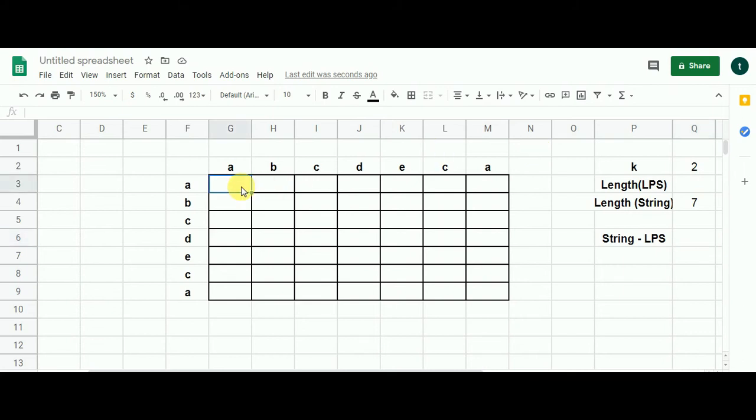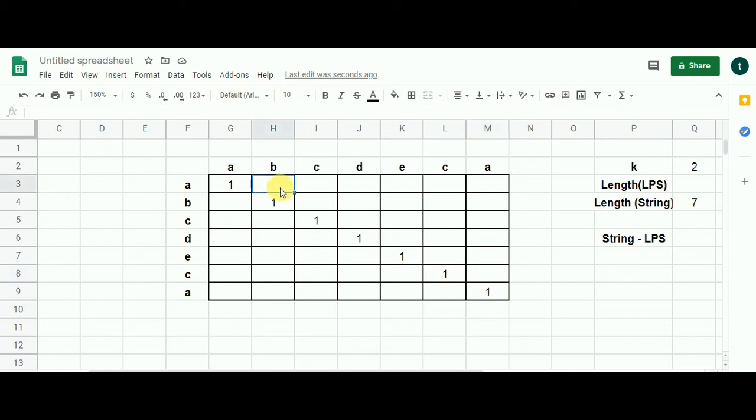I'll start from the lowest subproblem here. When a is equal to a, it is going to give me 1 over here. When b is equal to b, it's going to give me 1. When c is equal to c, it's going to be 1. When d is equal to d, it's going to be 1. Similarly, it is going to be 1 for the subsequent cells which are diagonal to each other.